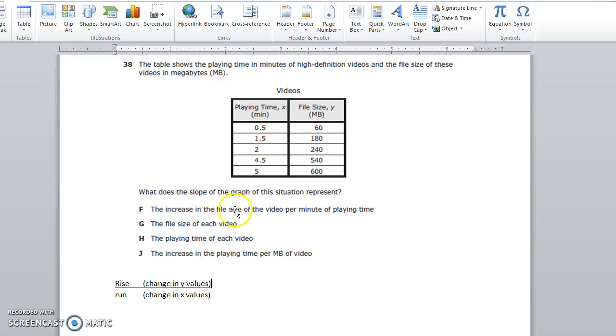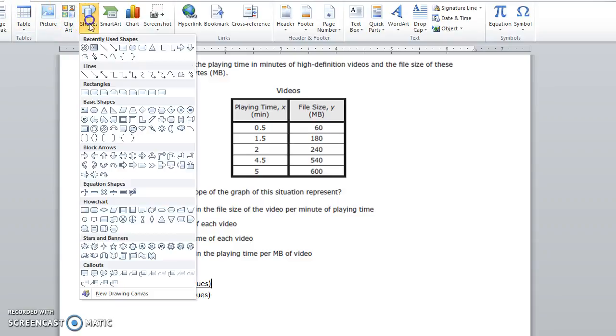They're not actually asking me to calculate anything. They want me to interpret. All of these are phrases of how to interpret the slope. So let's see. F says the increase in the file size. Is that your X or your Y? File size, that's your Y. So your file size of the video per minute of playing time. Minute of playing time is your X. So this is saying Y per X.